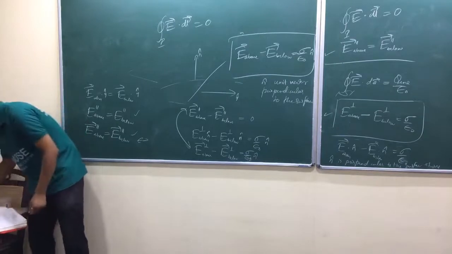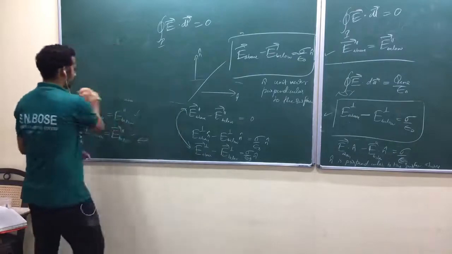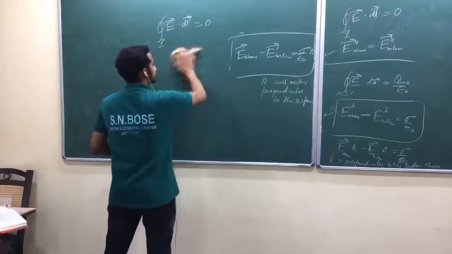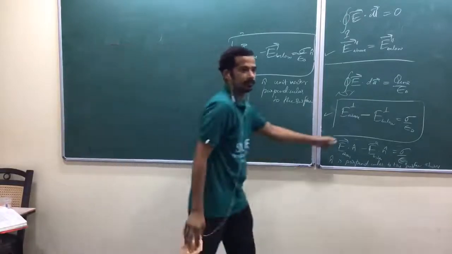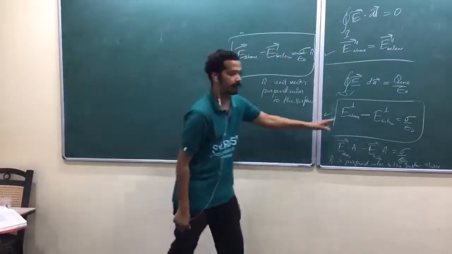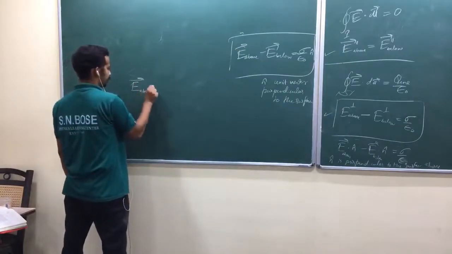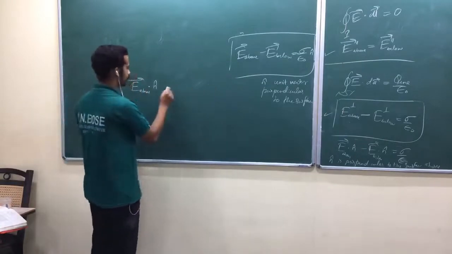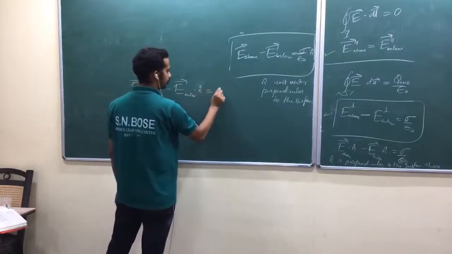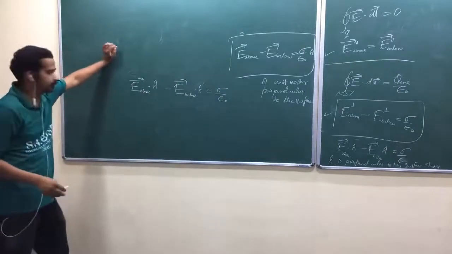Yeah, let me take 5 more minutes. Wait a second. Do you remember I talked about the directional derivative? Again, I'll take this one. What was this one a step before? E above dot n cap, minus E below dot n cap, is equal to sigma by epsilon naught. Is that okay?